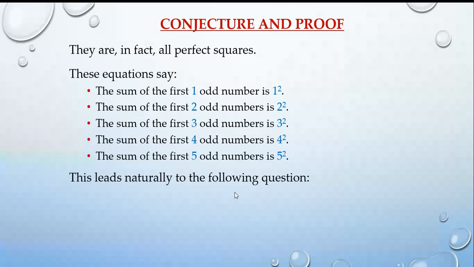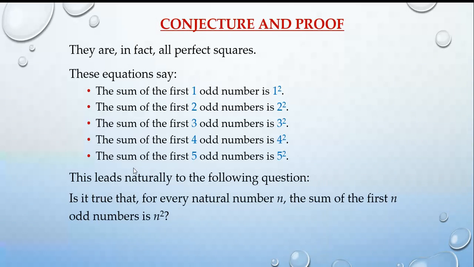So naturally the question arises: is it true for every natural number n that the sum of the first n odd numbers is n squared? After these five, if you add five odd numbers, you get the sequence 1 squared, 2 squared, 3 squared, 4 squared, 5 squared. These are the natural numbers 1, 2, 3, 4, 5. So can we say that for every natural number n, the sum of the first n odd numbers is n squared? Can you say this?